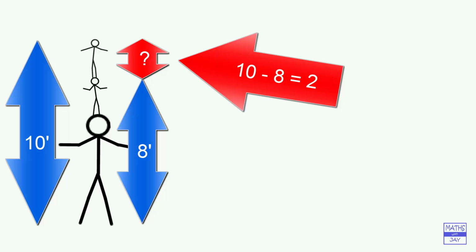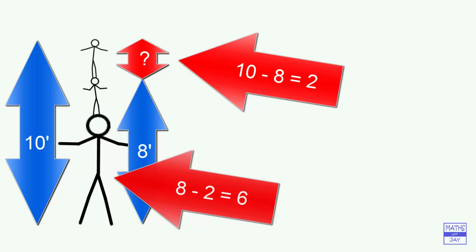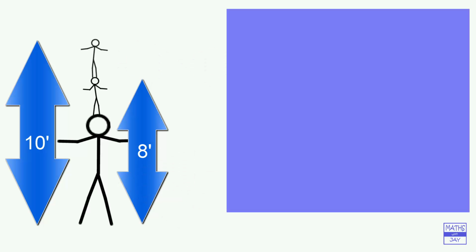And then we can see that if the twin is 2 foot high, the man must be 6 foot high, because we can see that 6 plus 2 is 8, and 6 and 2 lots of 2 is 10, so that fits with the information that you were given. We can use algebra to solve this kind of problem.